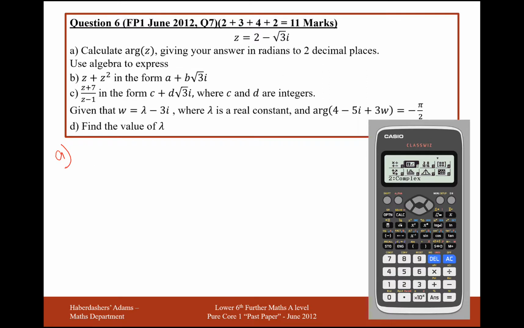So let's first just draw a little diagram as to where this complex number is. So it's right by 2 and down by root 3. So root 3 is not quite as much as 2. So we're about here. And what we have to do here is find this angle here to find the argument. So it's going to be 2 along here, root 3 up here.